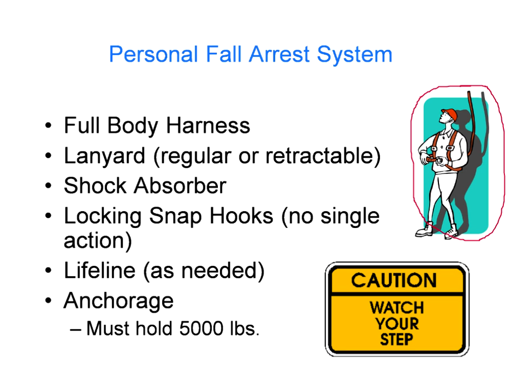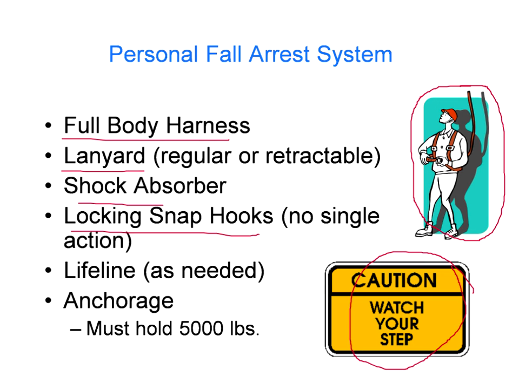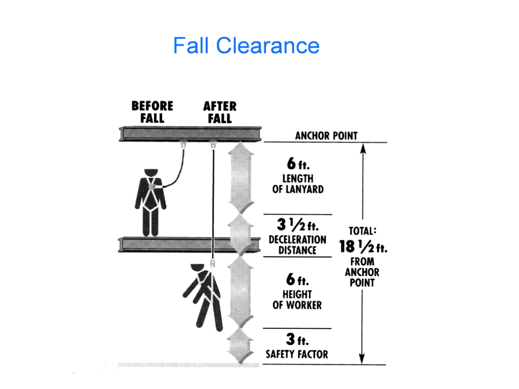You see, this is a man who has a fall arrest system. The caution is given here: watch your step when you are climbing up. This is called full body harness, lanyard, shock absorbers, locking snap hooks, lifeline, anchorage. The anchorage must hold 5,000 pounds. This man is hooked with an anchor, and it is holding him.